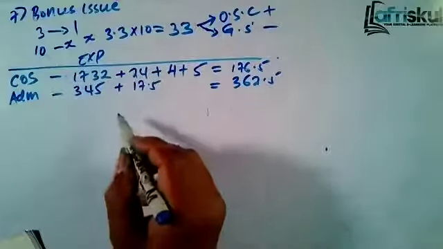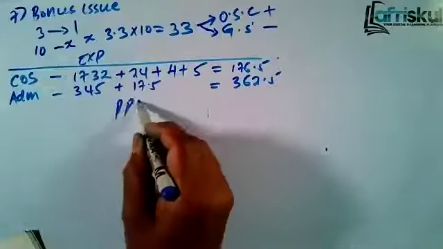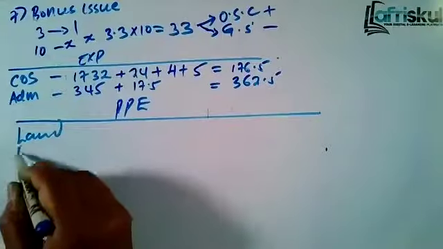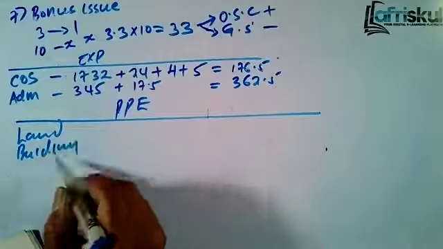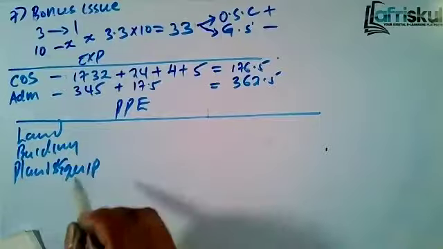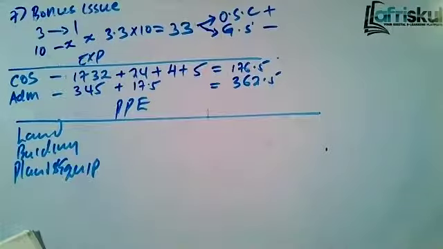Then let's work on PPE. Remember, you said that PPE should be taken as one figure. Number one, we have land. We also had building. Then we had plant and equipment. Land was revalued. And it was revalued from how much? How much was land? Land, remember, it was 800.